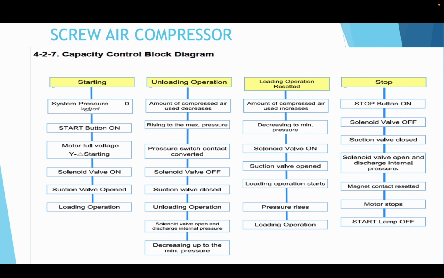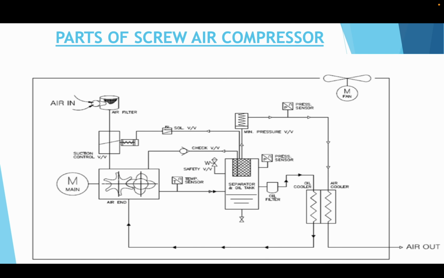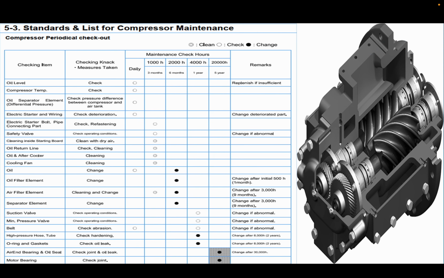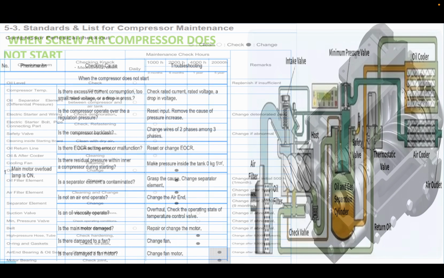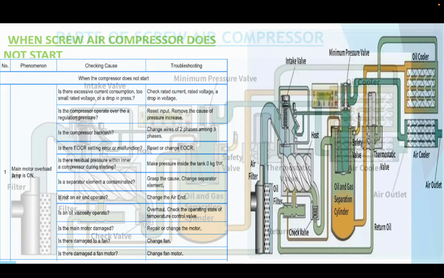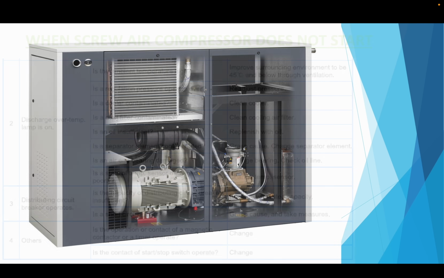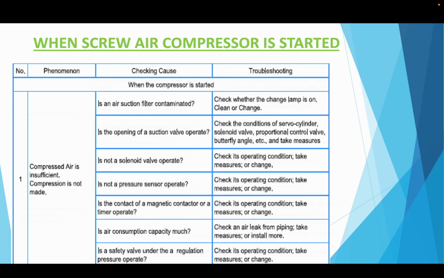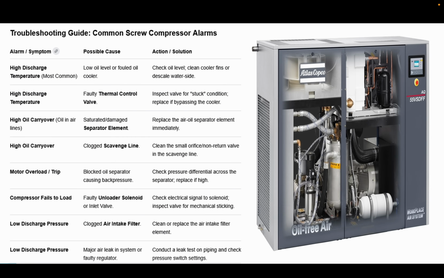Today we'll talk about the screw air compressor capacity block diagram. In today's operation, we'll see how the starting, unloading, loading, and stopping procedure of a screw air compressor takes place. After that, we'll see what normal maintenance we should do in a screw air compressor and at which interval we should do it. After that, we'll see the conditions and how you do the troubleshooting when the screw air compressor doesn't start. After that, what you should do if it is starting but having a problem, and then I will summarize the common problems you should check in case of an alarm on a screw air compressor.